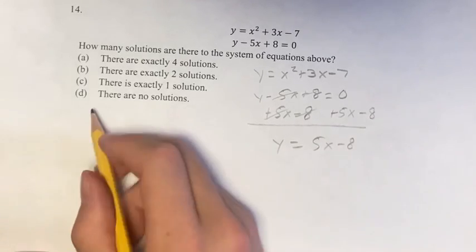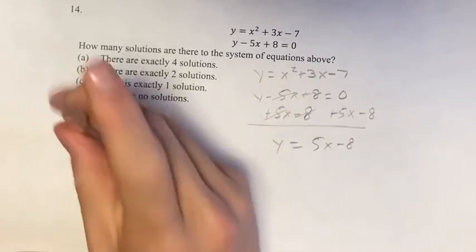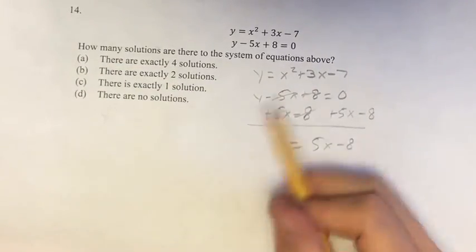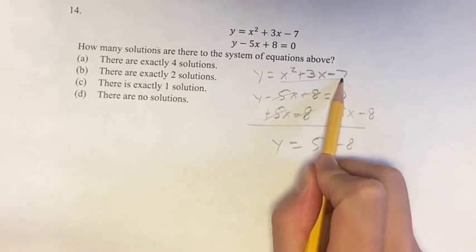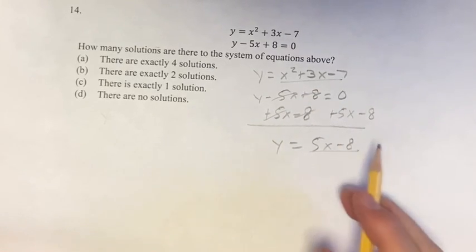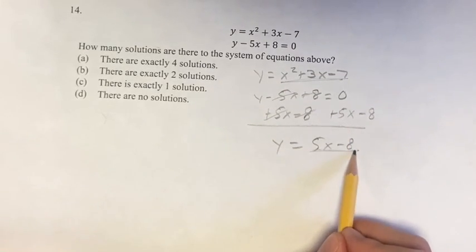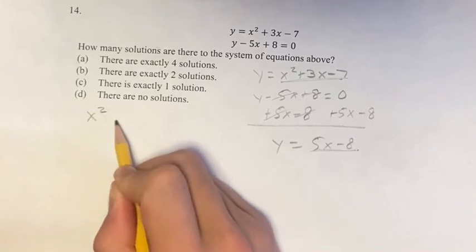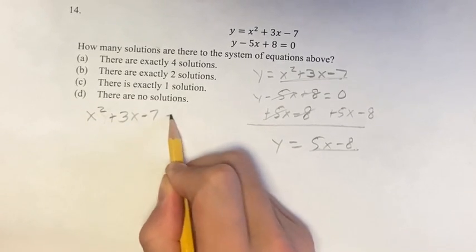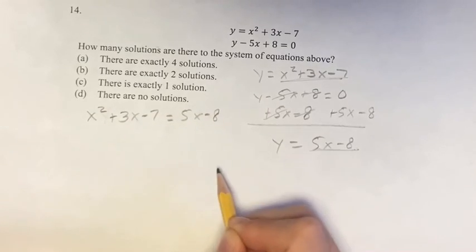And here, we have y is equal to x squared plus 3x minus 7, and y is equal to 5x minus 8. This must be equal to this, since they're both equal to the same thing. So you have x squared plus 3x minus 7 is equal to 5x minus 8.